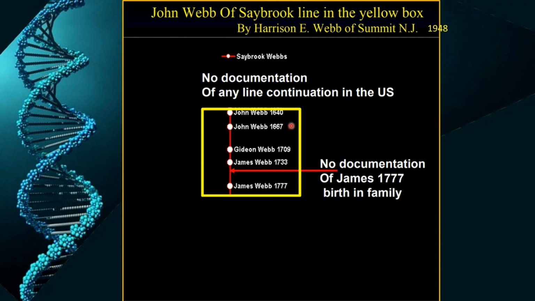John Webb, 1667, also in Saybrook. Their son, Gideon Webb, his son, James Webb. And then the person I'm interested in is James Webb, 1777. He is in this line. But whereas most of this data has some documentation, there's nothing on why you would put James in this family.